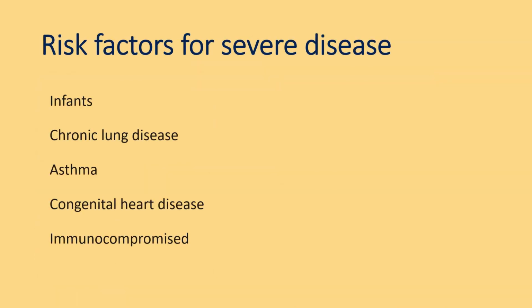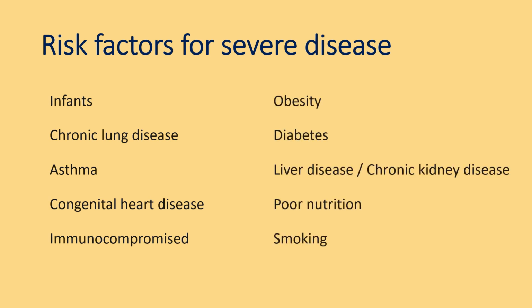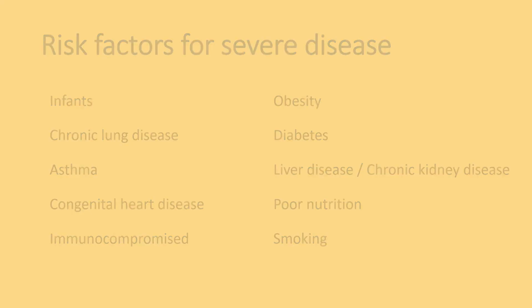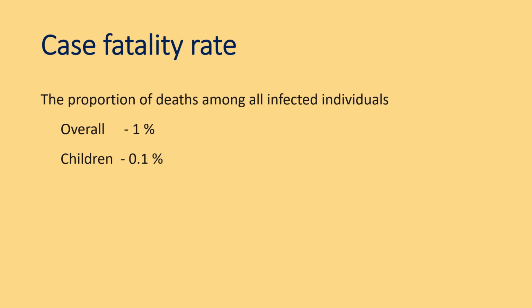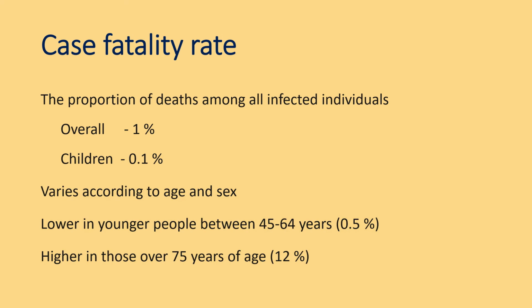The common risk factors for severe disease include a very young age and a very old age, chronic lung disease, asthma, congenital heart diseases, immunocompromised state, obesity, diabetes, chronic liver or kidney diseases, poor nutrition, and smoking. The overall case fatality rate is about 1% and the case fatality rate in children is about 0.1%. The case fatality rate varies according to age and sex. It is lower in younger people between 45 to 65 years and higher in those over 75 years of age.